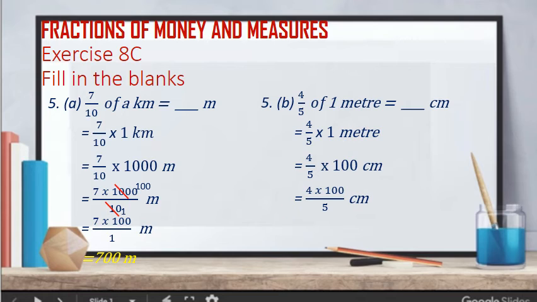Now we can divide 100 in the numerator and 5 in the denominator by common number 5. So 100 divided by 5 gives 20 and 5 divided by 5 gives 1. So now what is left? 4 multiplied by 20 upon 1, which in turn is equal to 80 centimeters. So 4 by 5 of 1 meter is equal to 80 centimeters.